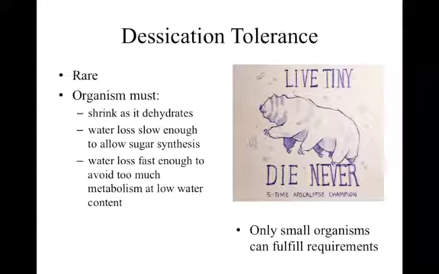And in general, only very small organisms seem to be able to fulfill these requirements. Most of the organisms that can dry out to extreme levels tend to be very, very small. And one of the best are water bears, moss piglets. They have a number of different names. But these little organisms can dry out to almost no water at all. And for that reason, they have been sent all over. They've been sent on spaceships, and they rehydrate and come back to life. So they're really amazing creatures, and one of the best examples of desiccation tolerance in the animal kingdom.